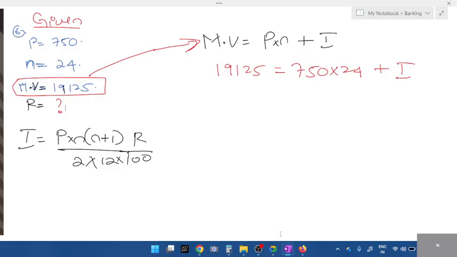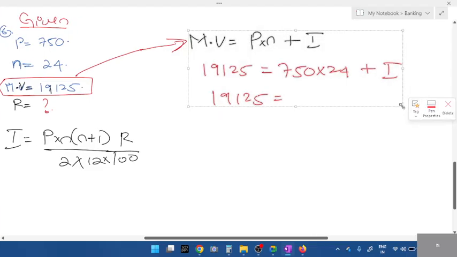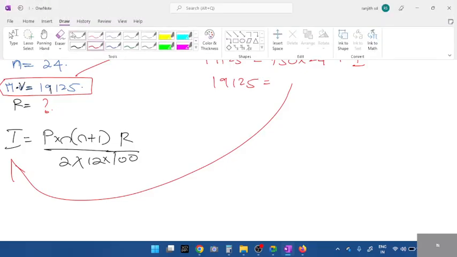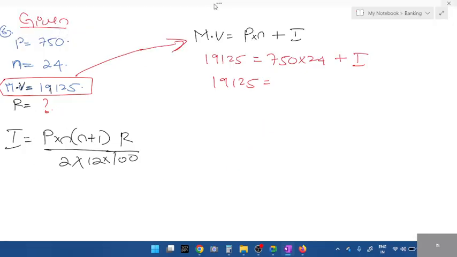Yes, students, have you all completed? What is the I value? 19125. What's the value for this? 750 into 24? 18,000. Some teachers would tell you to write the I value here directly. Don't make that mistake. First calculate it. Later you can substitute.